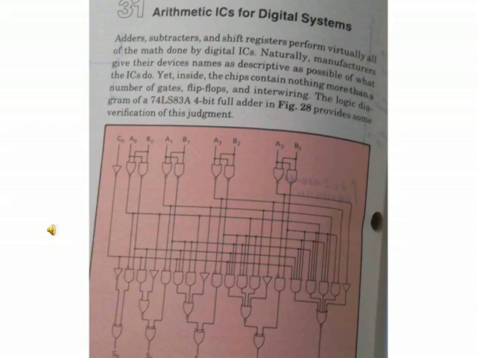And the next one is the arithmetic IC for the digital system. So we utilize the arithmetic IC. The arithmetic IC includes the adders, subtractors, and the shift register. Adder means that we add in the digital gate, and subtractor means subtracting in the digital gate, and shift register means that the bits can be changed from one position to another position. Those shift registers are utilized in the diagram. So we produce the gate flip-flop interwiring. There will be this 4-bit adder utilized in the diagram. So this is the arithmetic IC for the digital system.